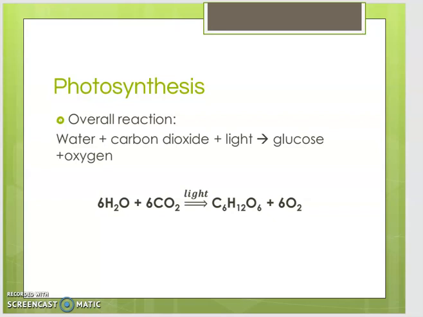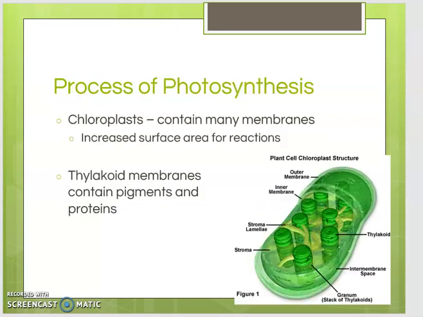There are going to be two steps in photosynthesis. We are going to call those two steps the light-dependent reactions and the light-independent reactions. In photosynthesis, this is going to take place in the chloroplast. This is an organelle that's inside of plant cells.